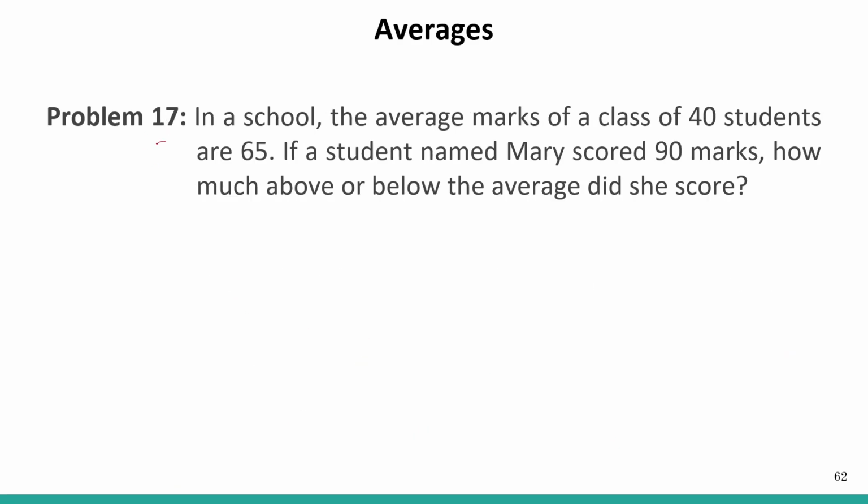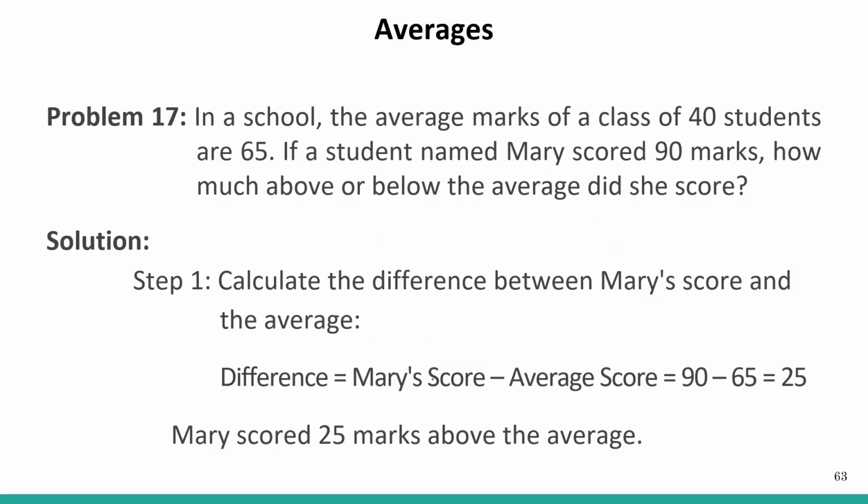So let's see problem number 17. In a school, the average marks of a class is 65, and the capacity of the class is 40 students. If a student named Mary scored 90 marks, how much above or below the average did she score? Mary's mark was 90 and the class average was 65. So 90 minus 65 is equal to 25. So she scored 25 above the average. The difference between Mary's score and the average score was 25. That's why Mary scored 25 marks above the average.